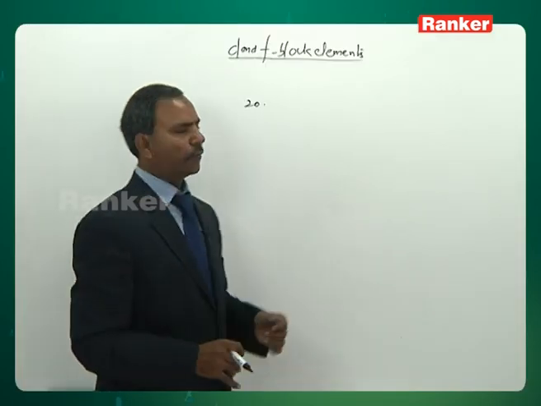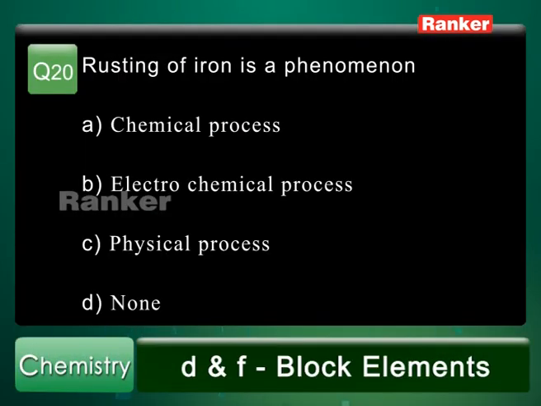See, coming to question number 20. Rusting of iron is a phenomenon. Generally, we feel the rusting of iron is given as what? A, chemical process. B, electrochemical process. C, physical process. D is given as none.